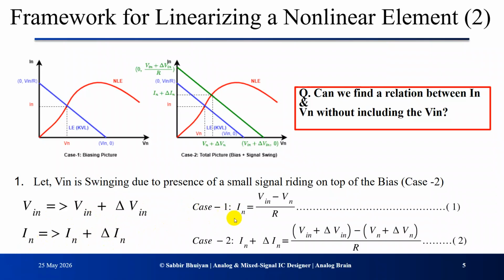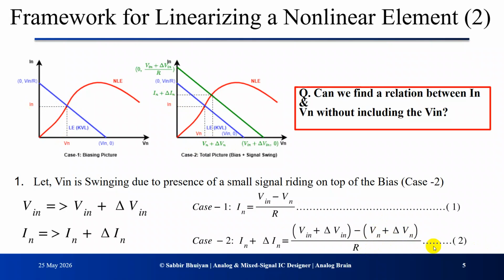Now, in case 1, we can see In is equal to Vin minus Vn by R, which is equation 1. And in case 2, In plus del In is equal to what? This Vin is now Vin plus del Vin, from that picture, minus Vn plus del Vn. That means this is not Vn now. This Q point, this operating point IN VN, is now VN plus del VN, and this is IN plus del IN. This small portion is del IN, this small portion is del VN. So Vn plus del Vn by R. Okay, this is equation 2.